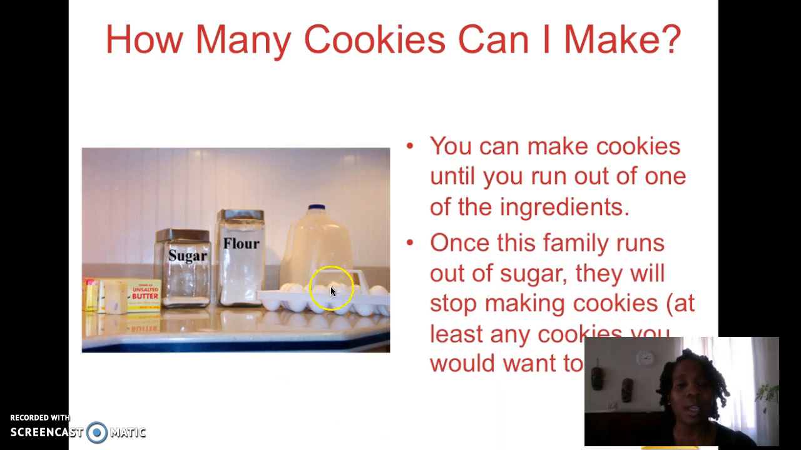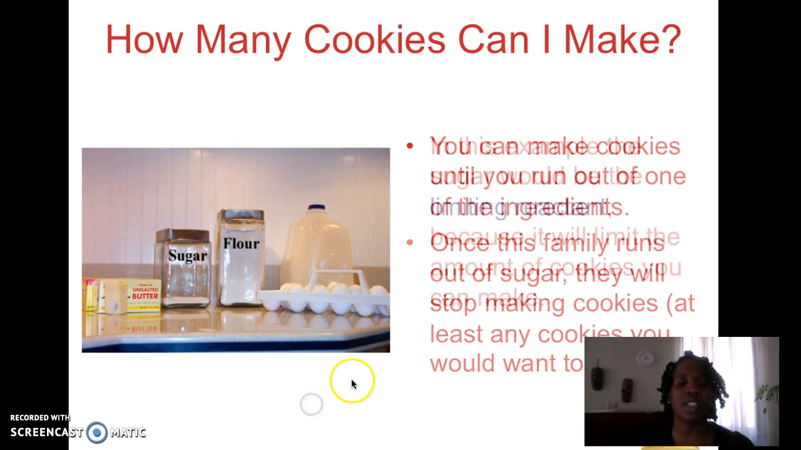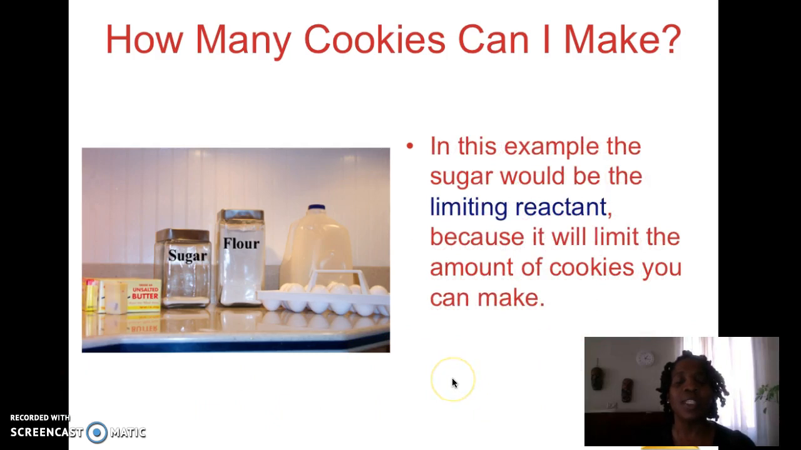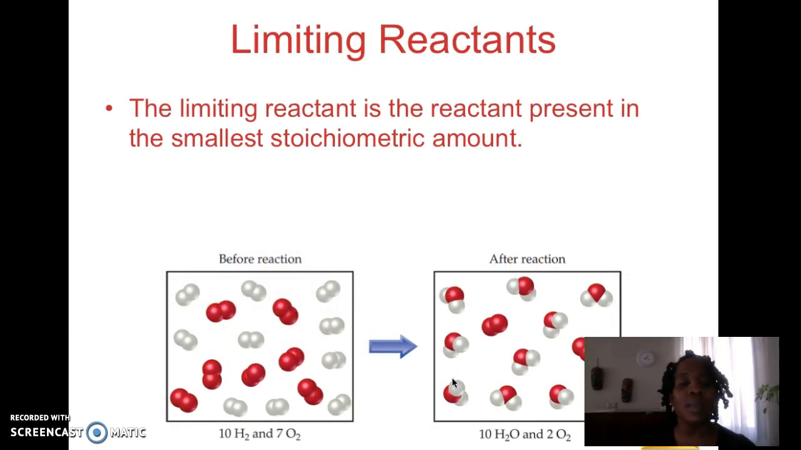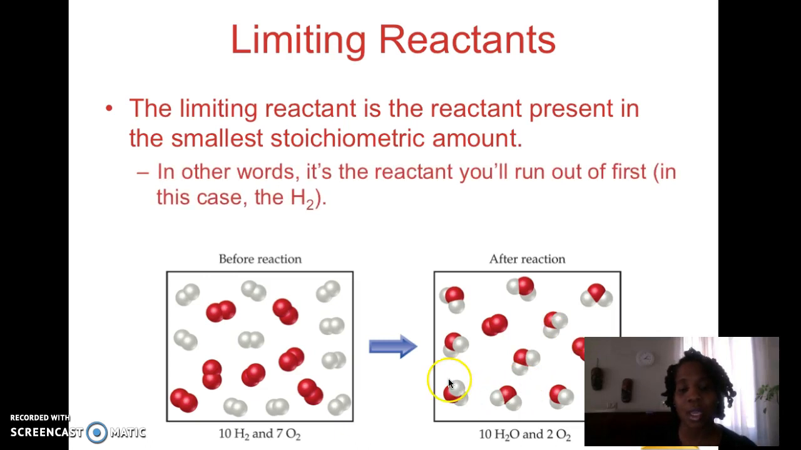As you can see here, without even measuring these quantities, you don't have very much sugar. So once you run out of sugar, you will have to stop making cookies, or they'll just not taste very good. So in this example, sugar would be the limiting reactant, right? Because that limits the amount of cookies that you can make. So the same thing occurs in stoichiometry.